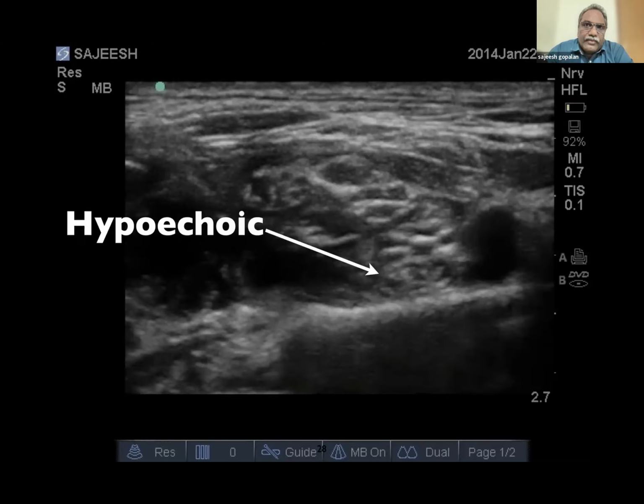So the bone and fascia are seen as a white hyperechoic line. But the difference with the fascia is that the ultrasonic beam passes through it. When it hits a bone, the beam is not passing through.